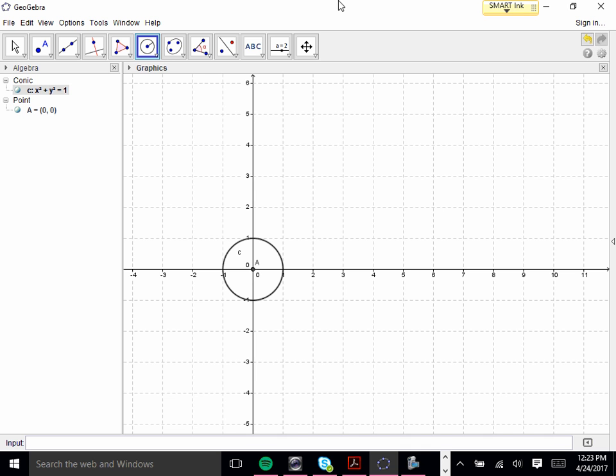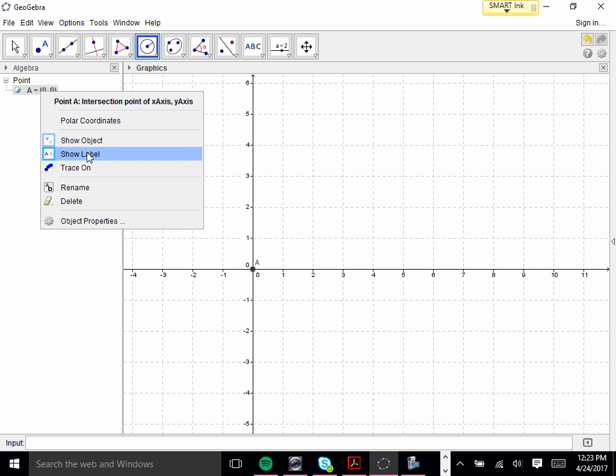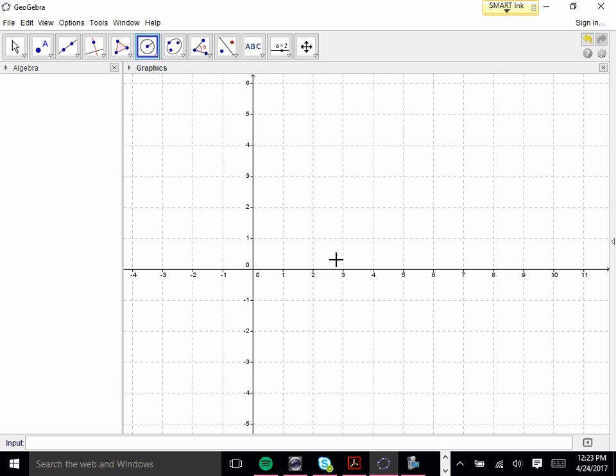So notice that if x and y don't go anywhere, there's no parentheses here because they didn't shift at all. Let me move the circle so that the center is at (1, 1). Positive 1, positive 1. Okay. Now the equation is (x - 1)² + (y - 1)² = 1.